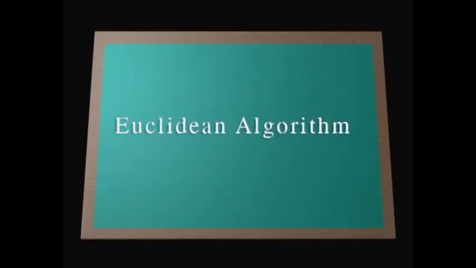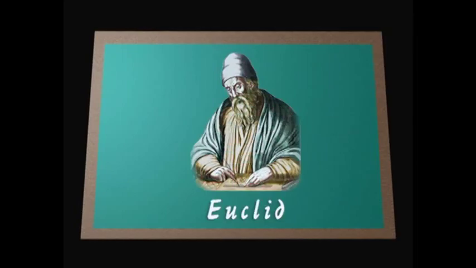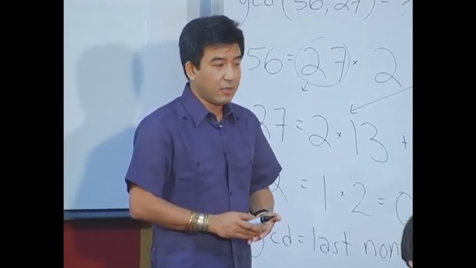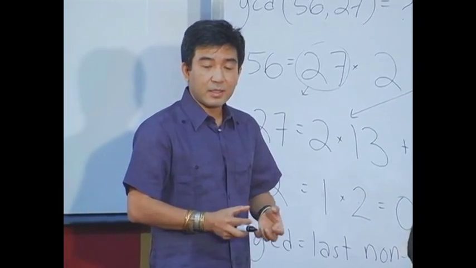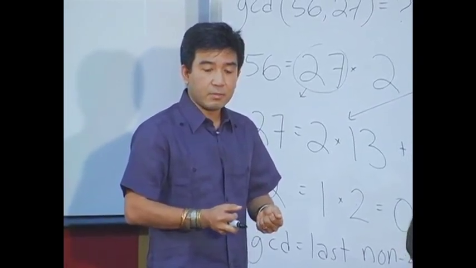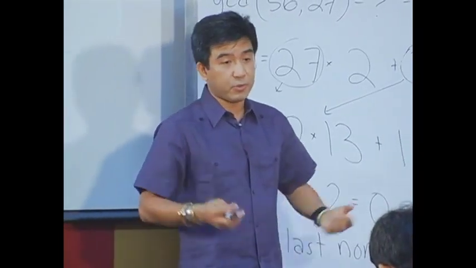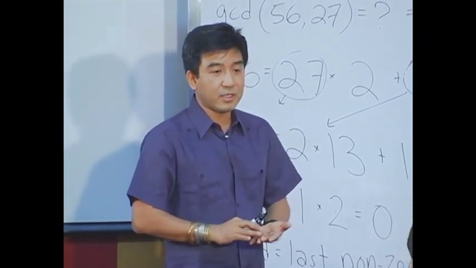This process of getting the GCD is called the Euclidean algorithm. It was introduced by Euclid, and it is very efficient because we do not have to compute the factors of two numbers. Also, it is probably the algorithm or the method that is being used in a lot of computer programs whenever the GCD needs to be computed. Okay? Let's look at another example.